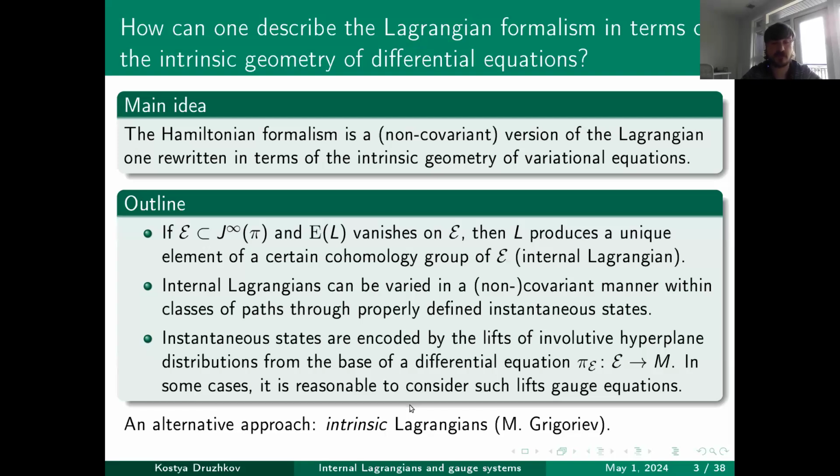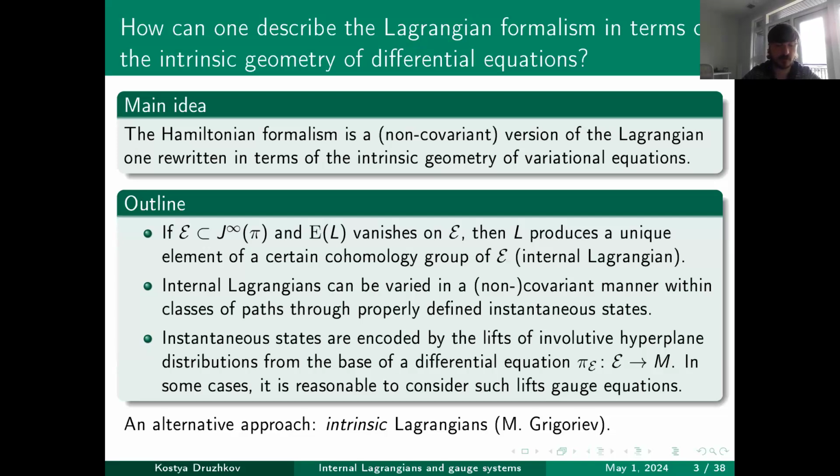But there is an alternative approach to the description of Lagrangian formalism in terms of the intrinsic geometry, due to Maxim Grigoriev. This approach is based on the notion of intrinsic Lagrangian. It's a very nice approach, to be honest, but the only difference between this approach and the construction I'm going to discuss is that our construction describes Lagrangian formalism that originally arises on jets. We have some action on some jets, and we are going to encode this action in terms of the intrinsic geometry, while intrinsic Lagrangians, due to Maxim Grigoriev, describe Lagrangian formalism in another sense. They should be considered parts of our original objects.